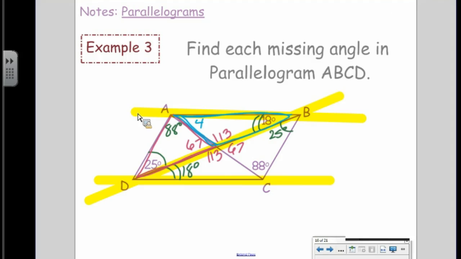Let me offer another way we could have gotten the 49. What's angle D in total? 25 plus 18. This angle is 43. We know that consecutive angles are supplementary. So 180 minus 43, we know angle A is 137. So we could have just subtracted 88 from 137 using consecutive angles are supplementary. So that's up to you how you do that.